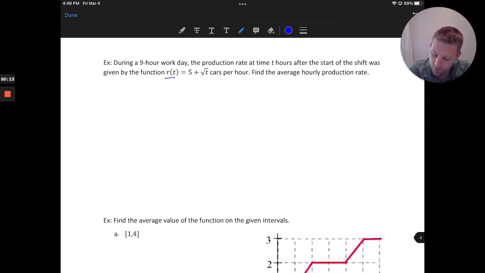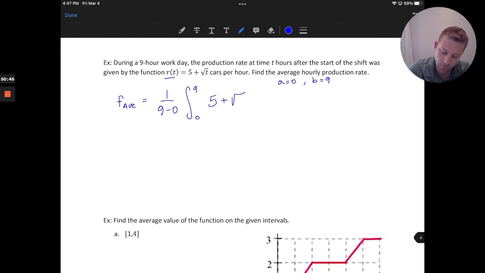So let's go ahead and set this up for our F average. I'll use that same notation. F average is going to be equal to, again, over that interval, our A is going to just be 0, and B we'll call just as 9 if we consider that as a 9-hour workday. So we'll have 1 over 9 minus 0, and then the integral from 0 to 9 of our function 5 plus the square root of t dt. We'll take this integral with respect to time.